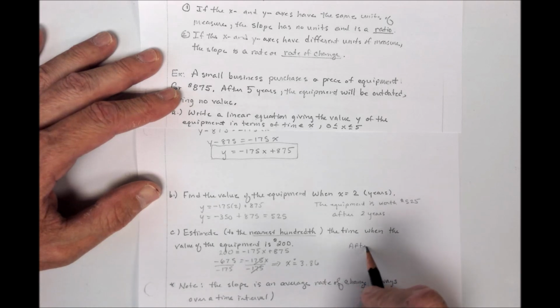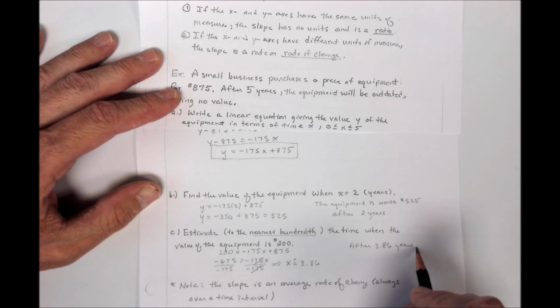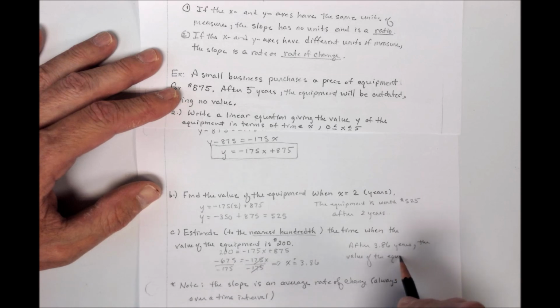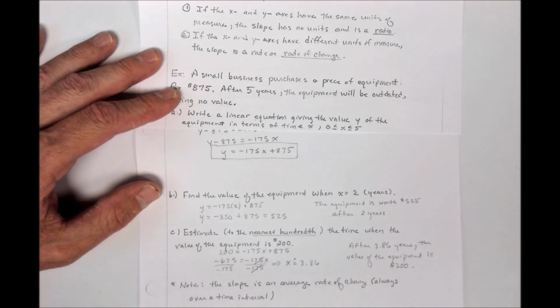So after 3.86 years, the value of the equipment is $200. Nice little short sentence there. All right, now it says here, when you're doing these types of problems, the slope is going to be the average rate of change, and the average rate of change is typically over a time interval.